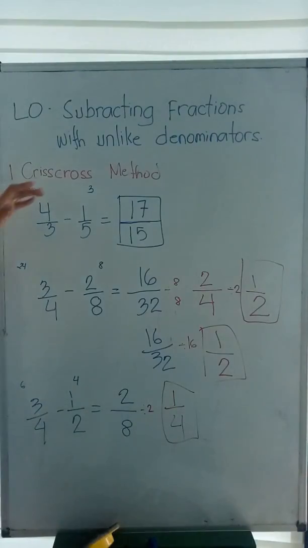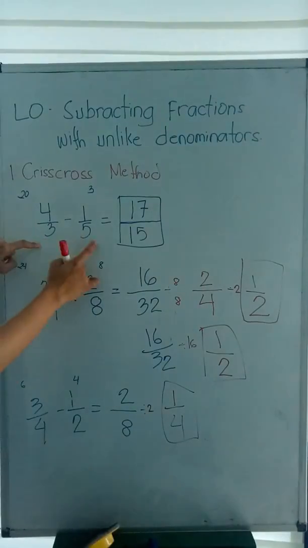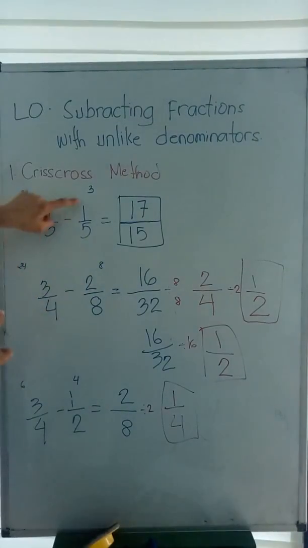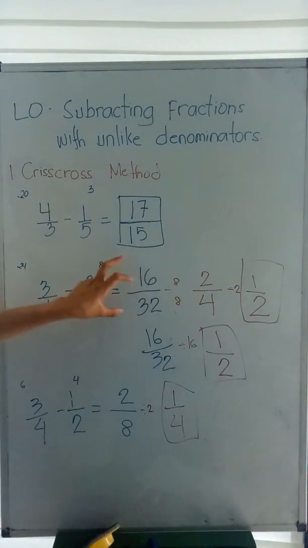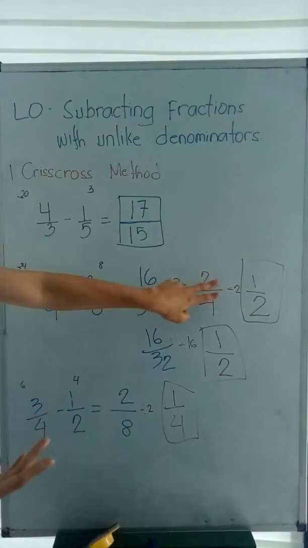Okay, so for the crisscross method, we have 3 steps as we previously discussed. You multiply your denominators first, then you do the crisscross, then that's the time you are going to do subtraction to get your numerator. And if the answer is a big fraction, think whether you have to simplify it or not.